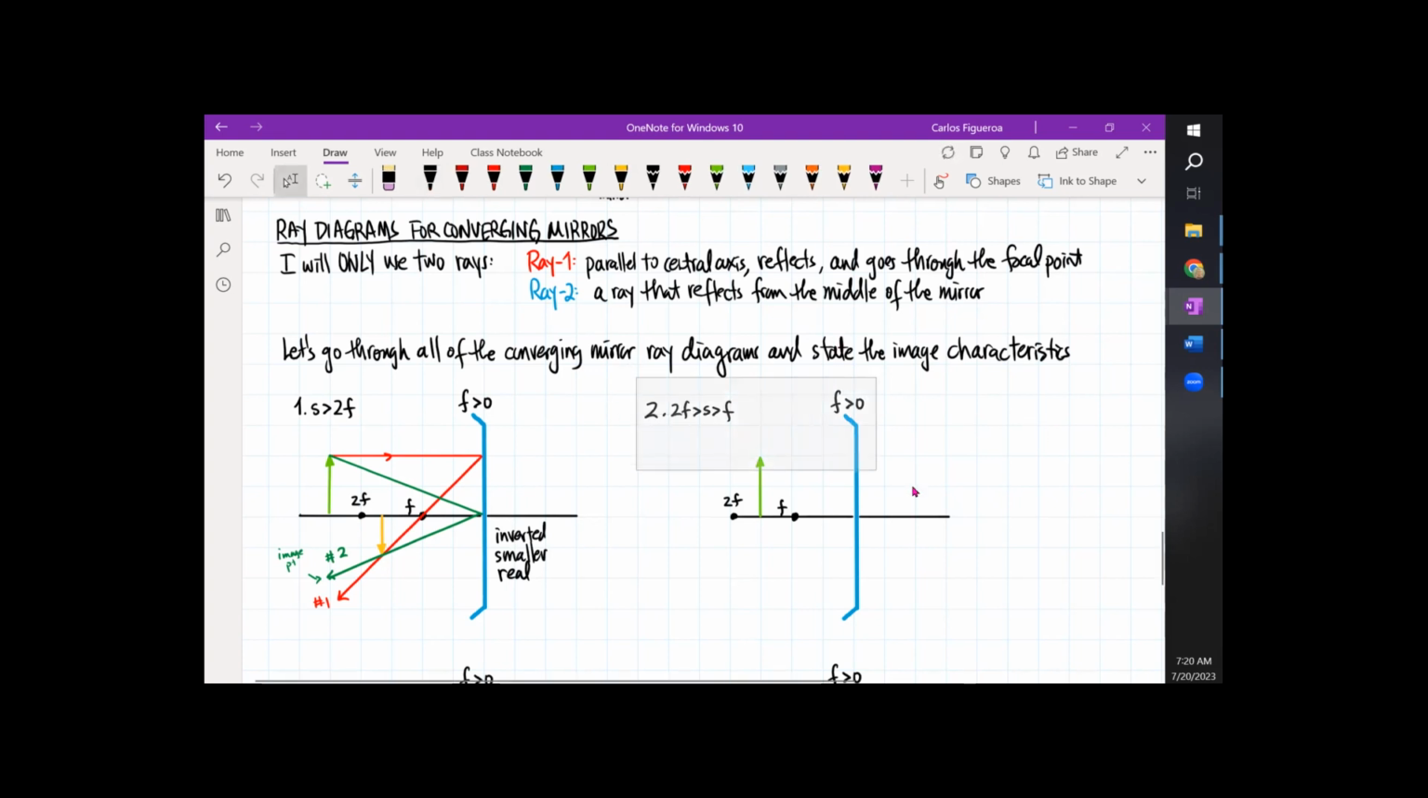Now, I'm going to move this one here because this can get quite large. So I'm going to try to be careful and put it right here. So now let's do this one. In this case, I start again with my rays parallel to the axis through the focal point.